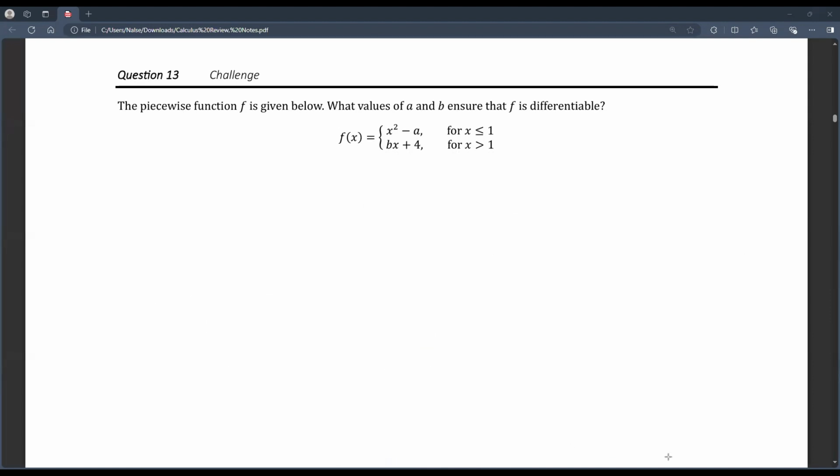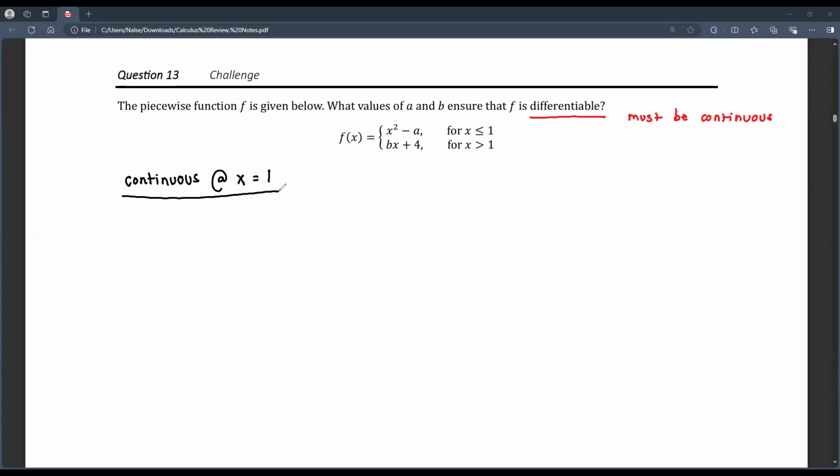We are asked to find the values of a and b that make this function differentiable. To do this, we will first need to make sure that the function is continuous. This is a prerequisite for differentiability because functions that are differentiable must also be continuous. Then, we need to make sure that the two pieces come together with exactly the same slope. Are you starting to see a route forward?